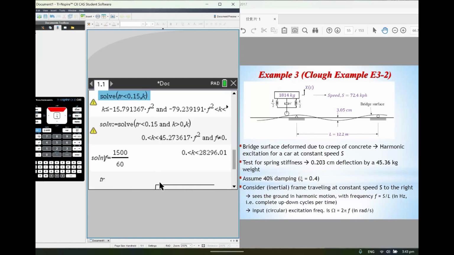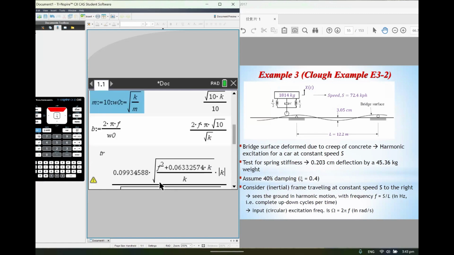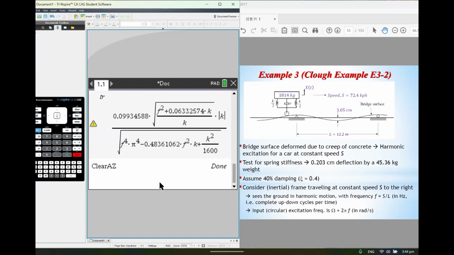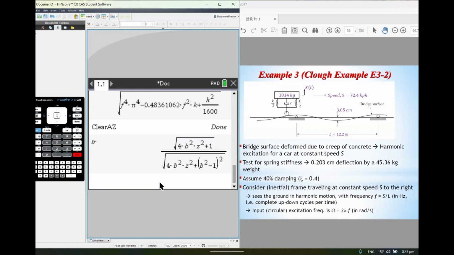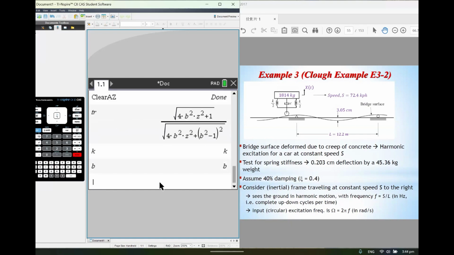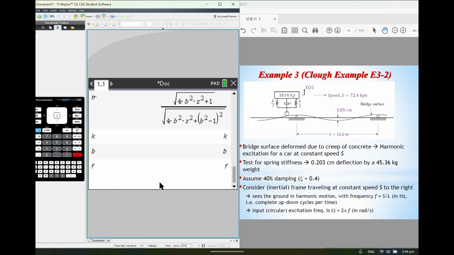So if you insist on using the same worksheet, what you should do is a clear AZ, which clears all the variables, single character variables from A to Z. Then you look at TR again. Then it becomes clean again because F and K are now just symbolic variables. Let's check to be sure. Okay.